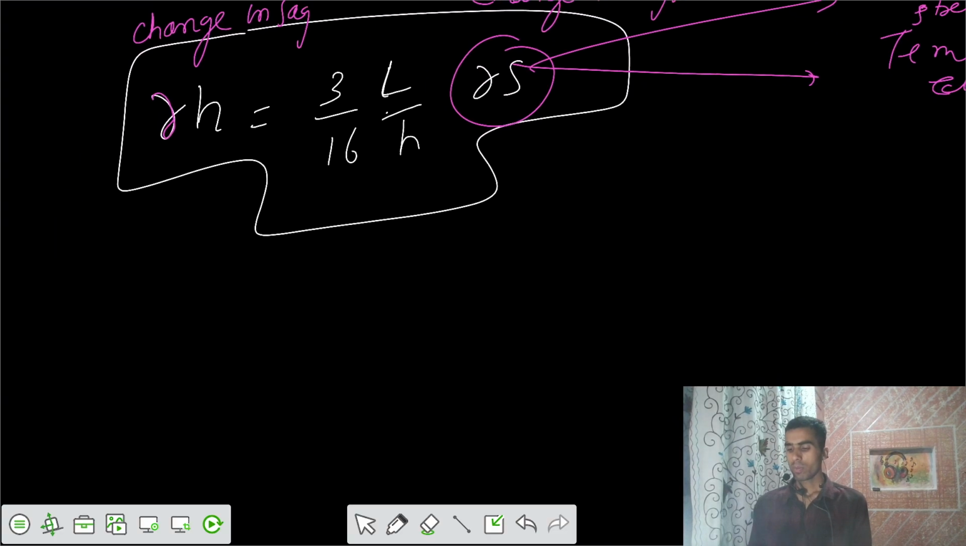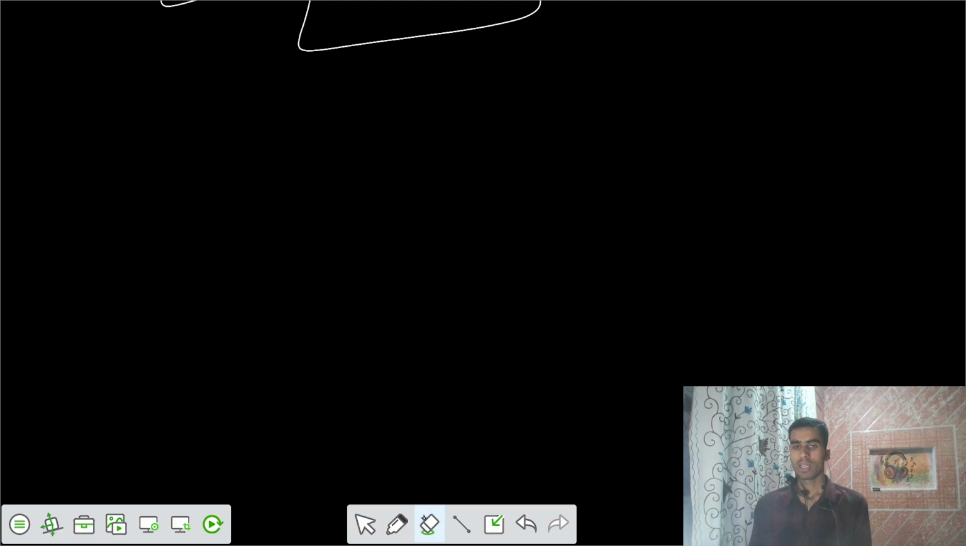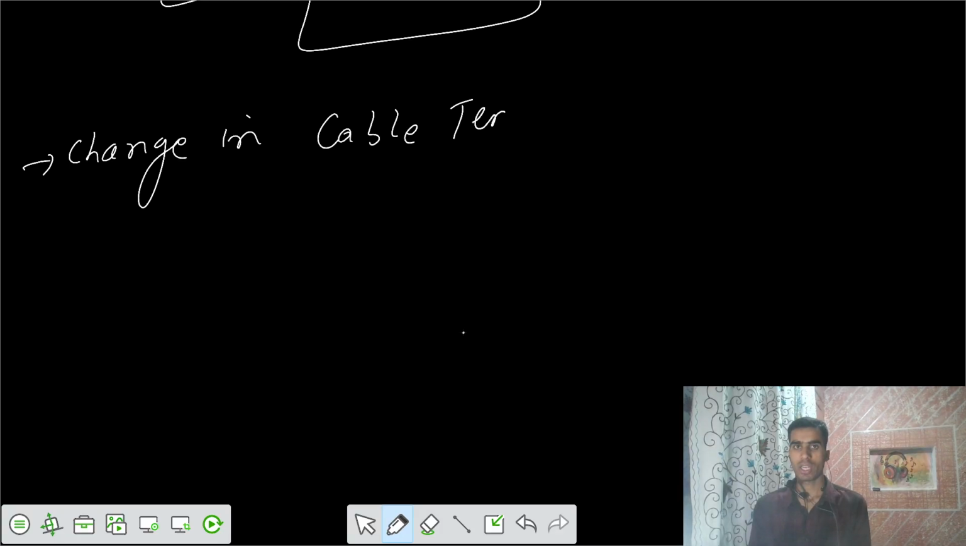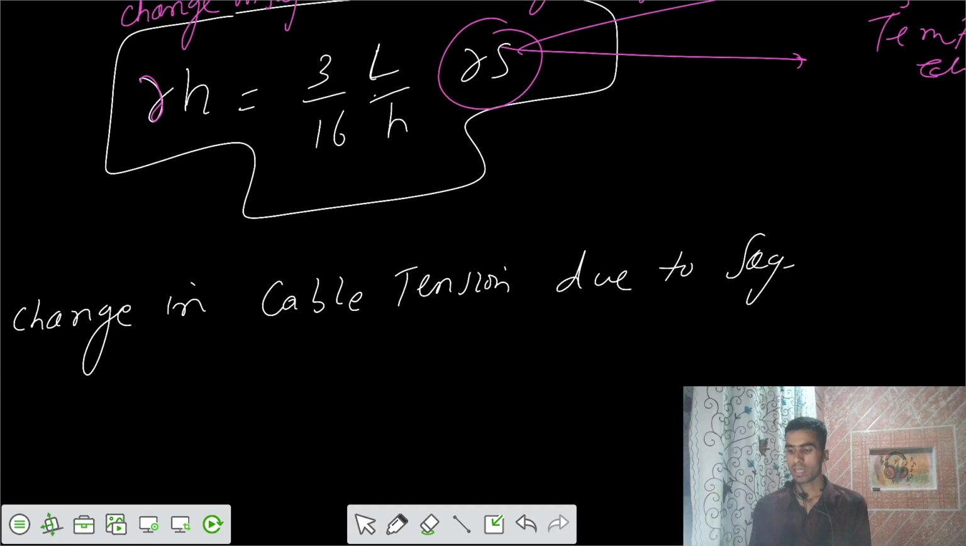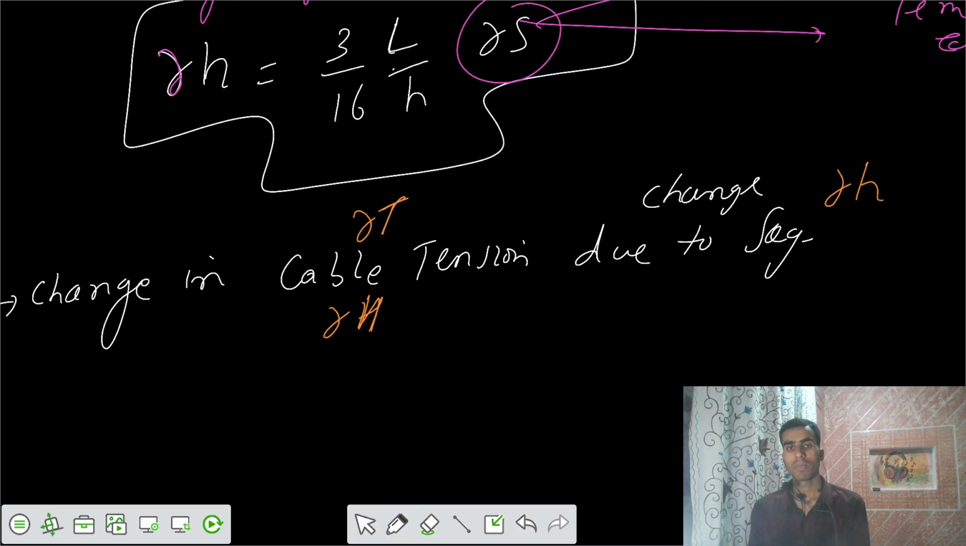Now one more thing is the change in cable tension due to sag. This is the fourth case. Change in cable tension because of sag. So because of some change in the sag, dou h, you have some change in tension, dou T. Change in cable tension because of change in sag, dou h, while H is also the tension in the cable. This is the minimum tension.